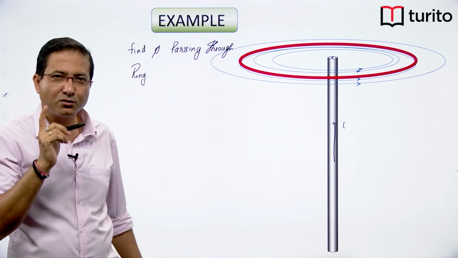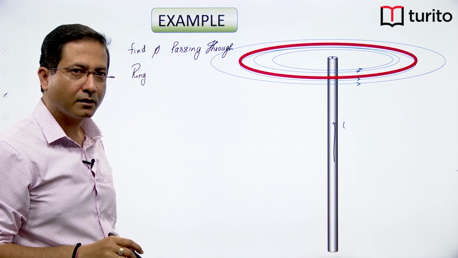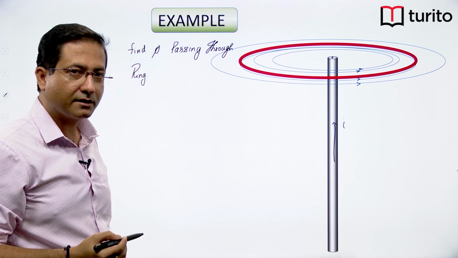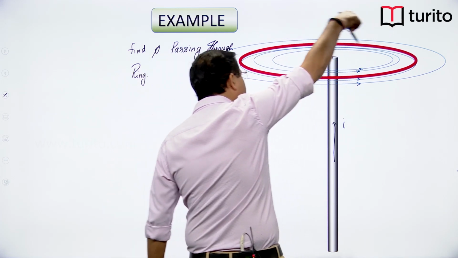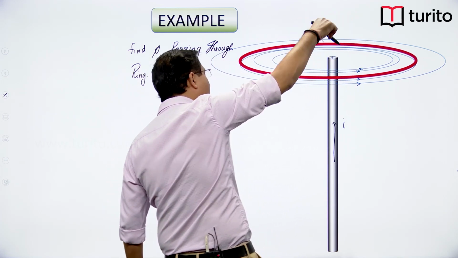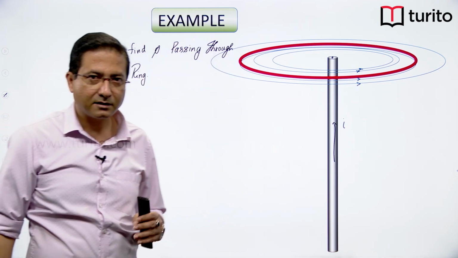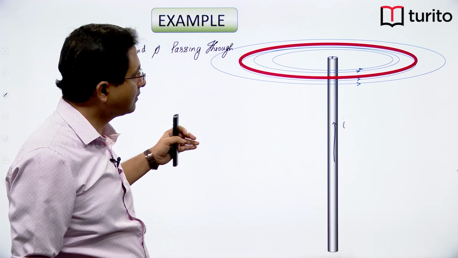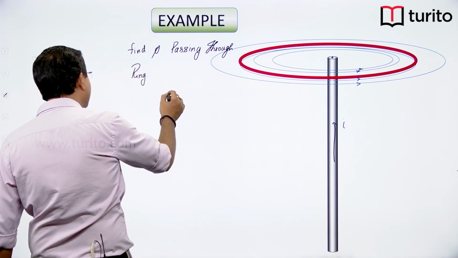As you can see, there is no line crossing the area bounded by the ring. That means there is no flux associated, okay. All the lines, if you look at the ring, all the lines will be on the same plane and they are not cutting the area bounded by a ring. As there is no flux, there is no line crossing the area, flux associated I can directly say 0.